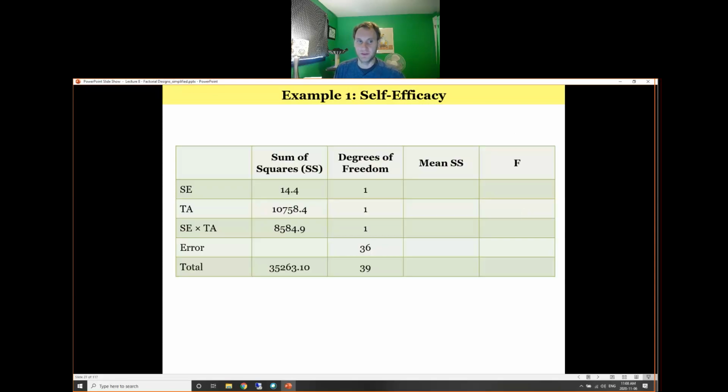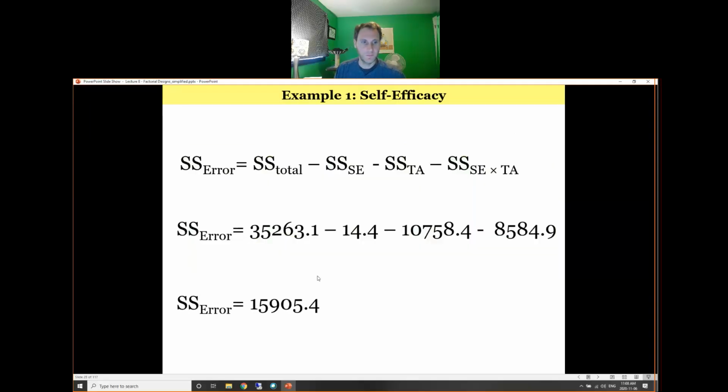And we get the result there of 8,584.9. Like before, our error term is just our total minus everything else, right? Our total is total. It's all we have. And so what's left over after we compute all the other sums of squares is the error term.